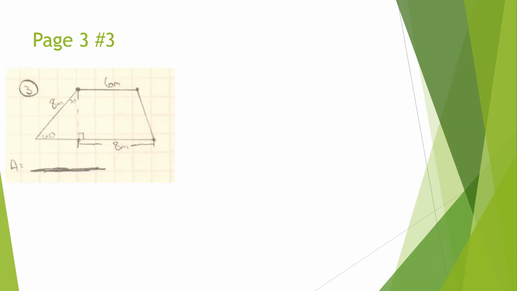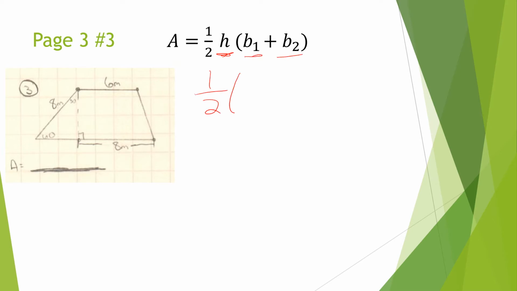Next. Page 3, another trapezoid. So here, again, we have to look at what we need. We need the height and the bases. So for this one, we know the height. I'm sorry, we don't know the height. So that's what we need to figure out. We do know that this base is 6. That's one of the parallel sides. Put that in. And we need the other base.